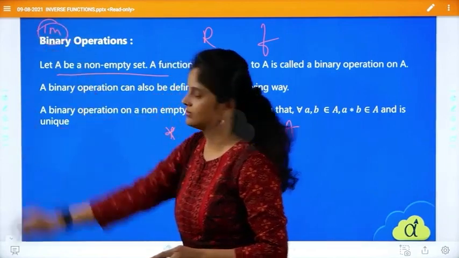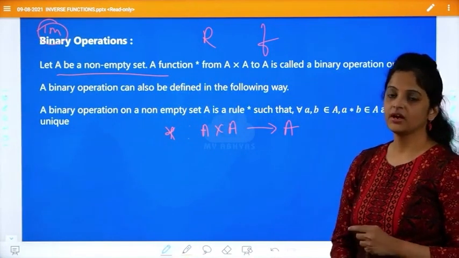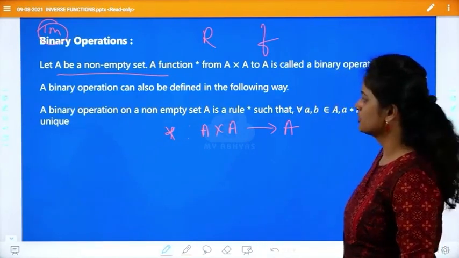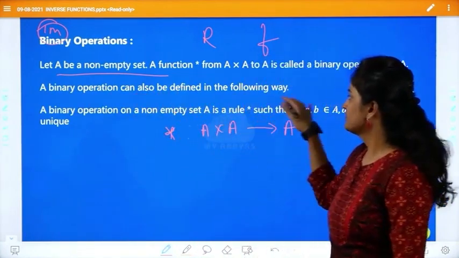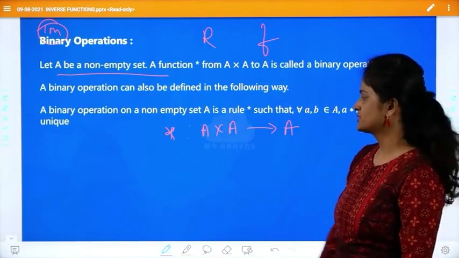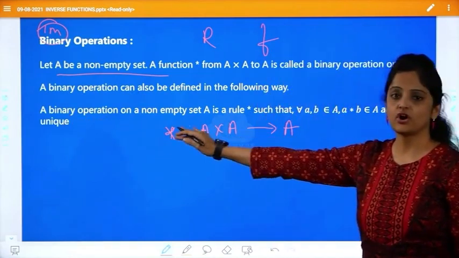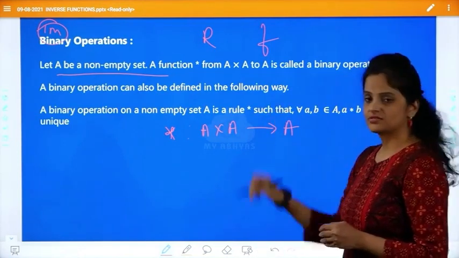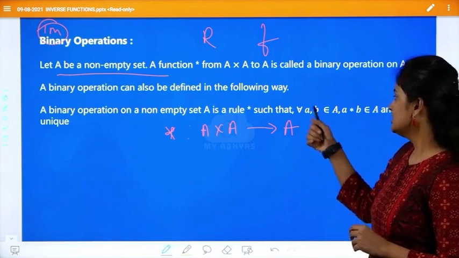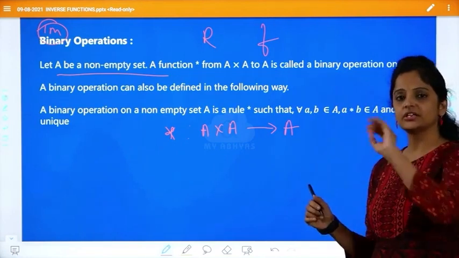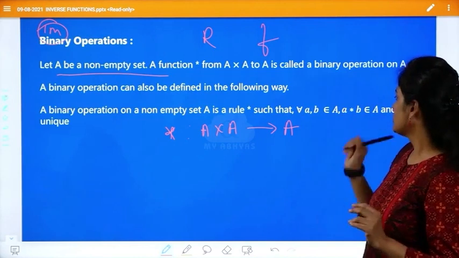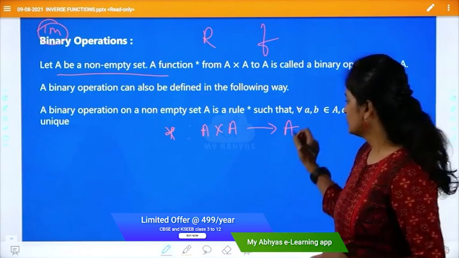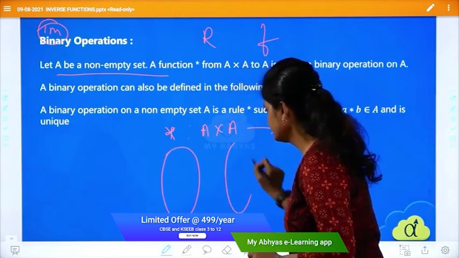It will be asked for 1 mark. Define binary operation. Or else any one particular function they'll give. It's called a binary operation on A. A binary operation can also be defined as follows. This is also one more definition you can take. Binary operation on a non-empty set A is a rule, denoted by star, such that for all A comma B, each and every value of A and B belonging to set A, A star B should belong to set A. So it has to be there in A.